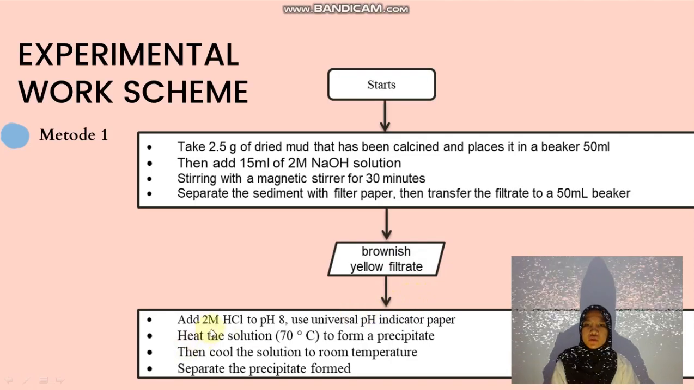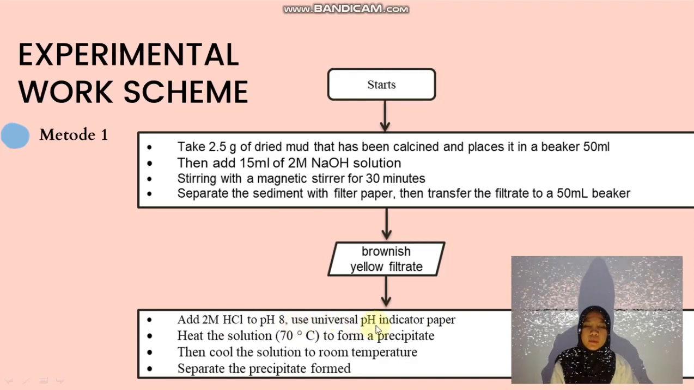Next, add 2M HCl to adjust the pH. Use universal pH indicator paper. Heat the solution to 70 degrees Celsius to form a precipitate. Then cool the solution to room temperature. Separate the precipitate formed.